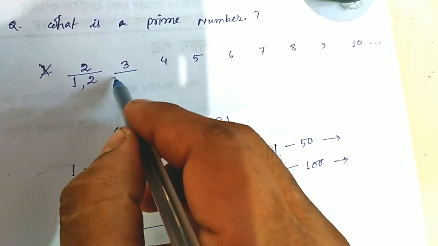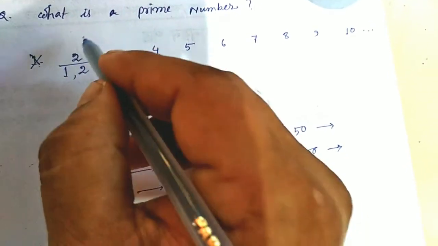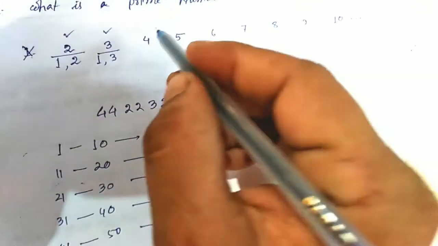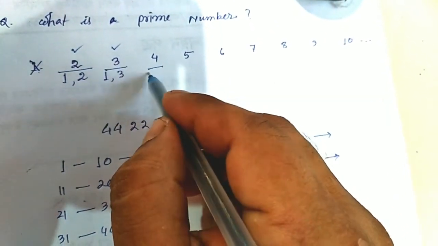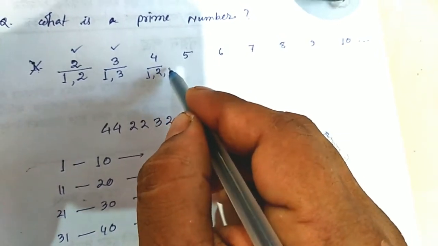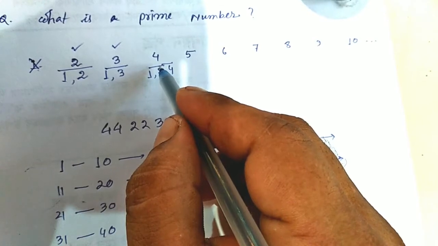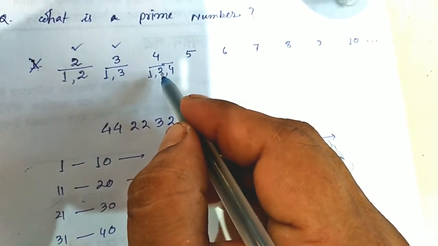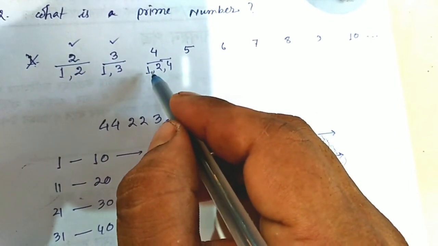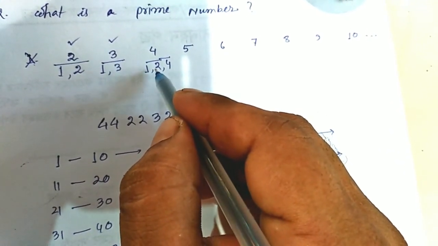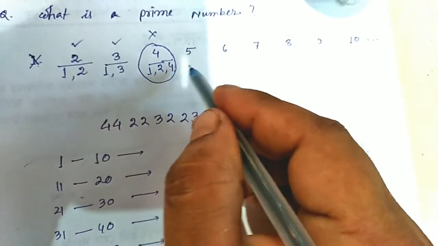Come to 3. 3 is also divisible by 1 and 3 itself. So 3 is also a prime number. Come to 4. 4 is divisible by 1, by 2 and by 4 itself. Since the number is divisible by 1, 2 and 4, it means more than two numbers. I mean 1 and the number itself, and there is another number which is 2. So this is not a prime number.